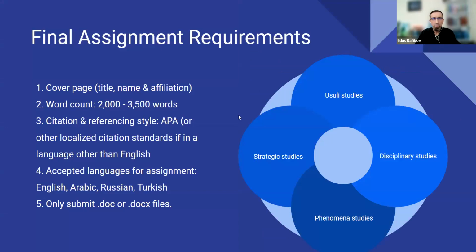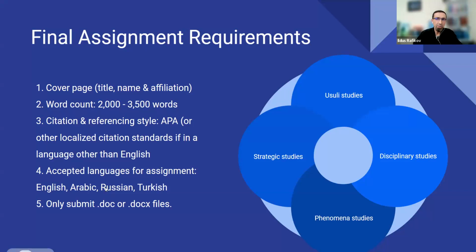Now the assignment requirements. So normally, I think you'll have to use a cover page. The word count should be between 2,000 and 3,500 words. Whatever the referencing style or citation style, you can use one of them. You can use APA or you can use some other, but make sure that the whole document uses just one referencing style. So you don't mix between different styles like APA, for example, and then suddenly you start using Harvard or, let's say, Oxford referencing style.